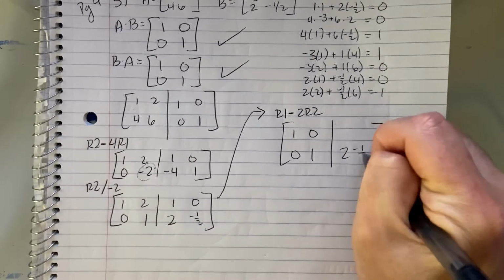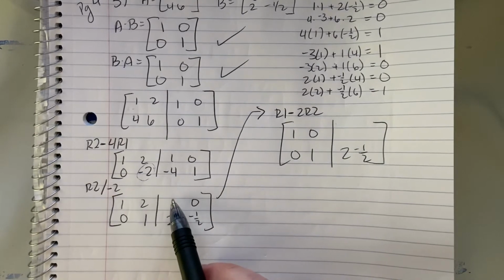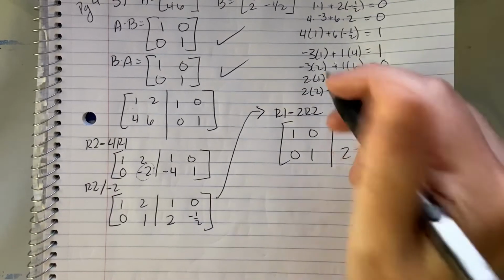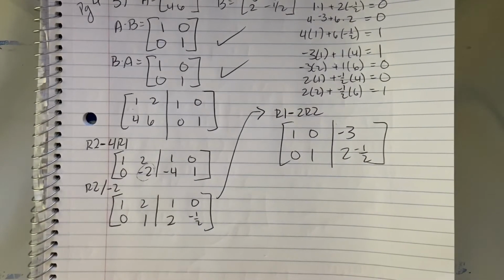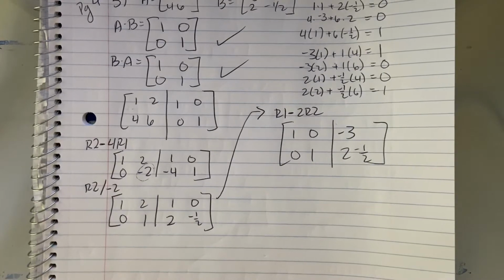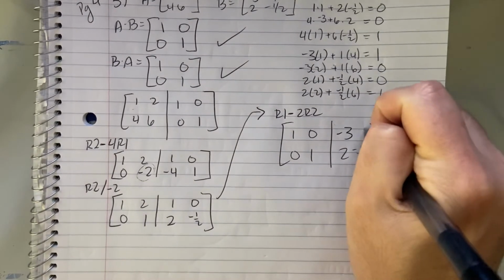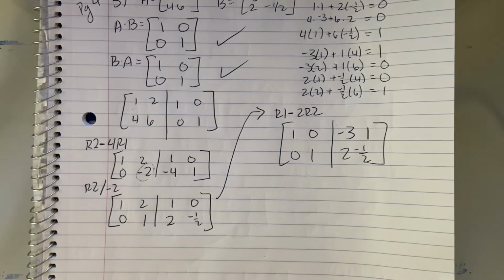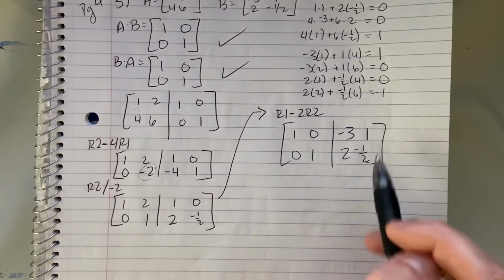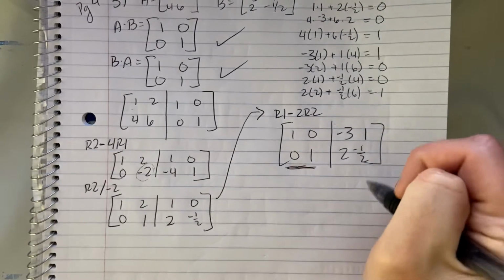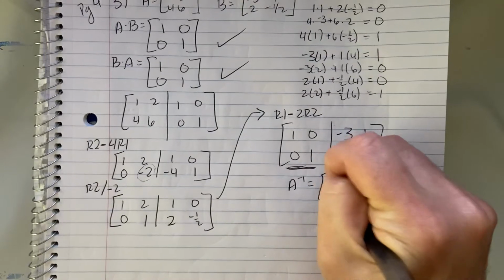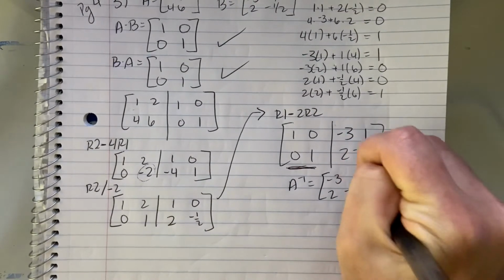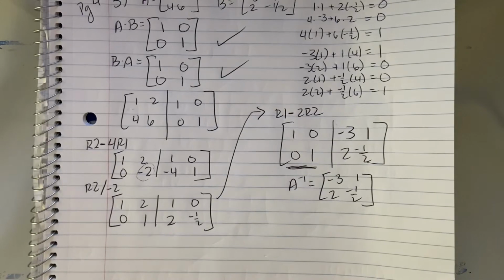The second row should not change. 1 minus 2 times 2, so 1 minus 4 is -3. 0 minus 2 times -1/2, so -2 times -1/2 is +1, so 0 plus 1, so it's -3, 1, 2, -1/2. Notice this is the exact matrix for B. Now that this is the identity, this is our inverse. So we already knew that was going to happen though, because we already knew the inverse in the problem. So let's try number 4 on page 5.